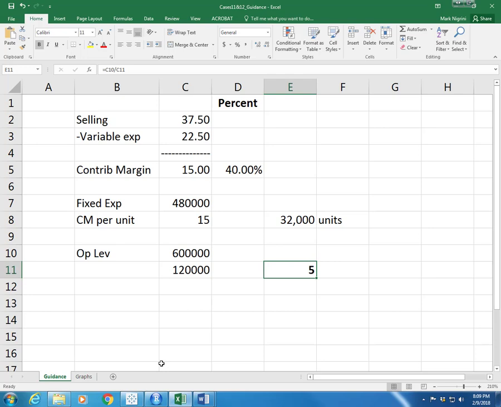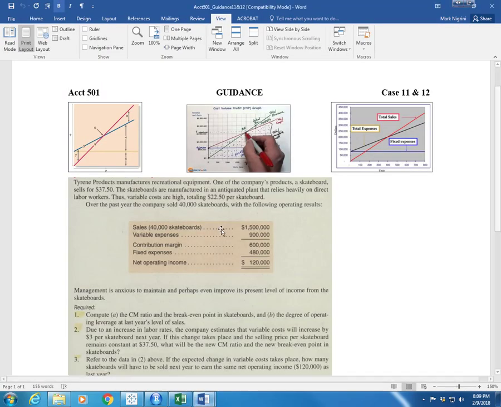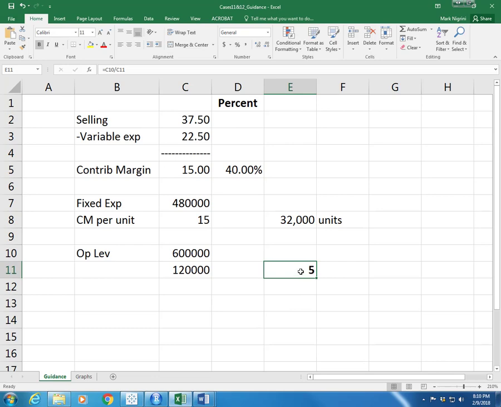Now, what on earth does this mean? This would actually mean that if our sales increase by 10%, our net operating income is going to increase by 10 times 5, 50%. So it gives me the increase in my operating income from a given percentage change in sales. Again, if our sales go up by 5%, net income is going to go up by 5 times 5, 25%.